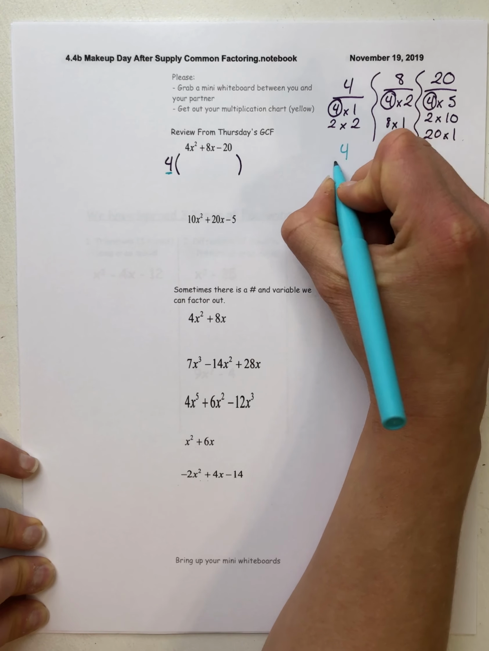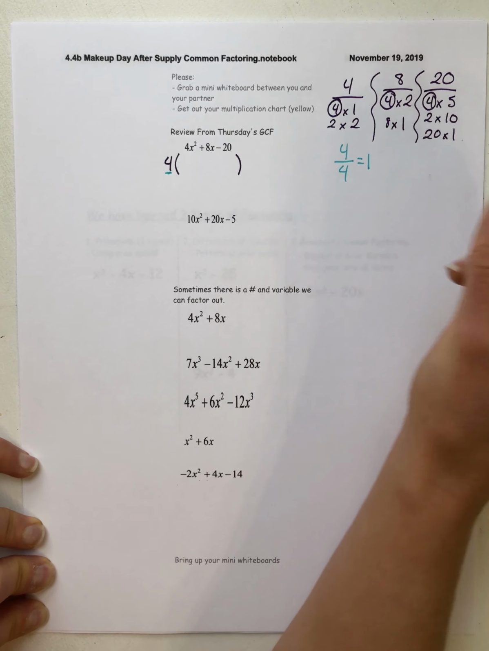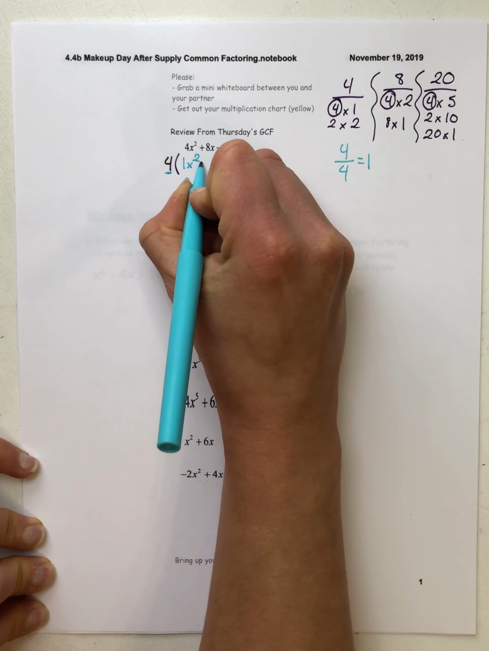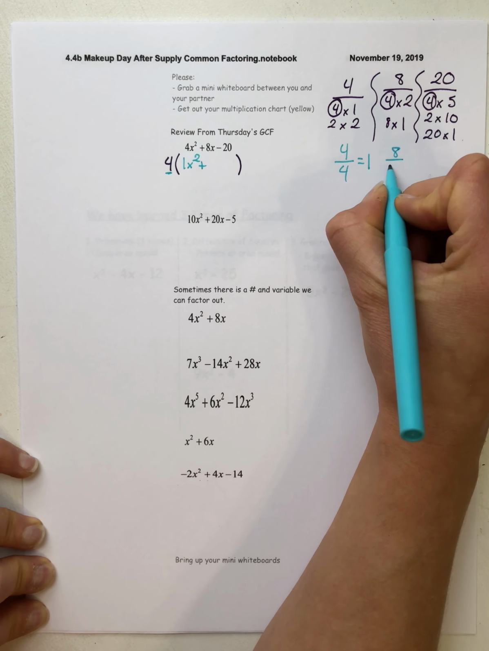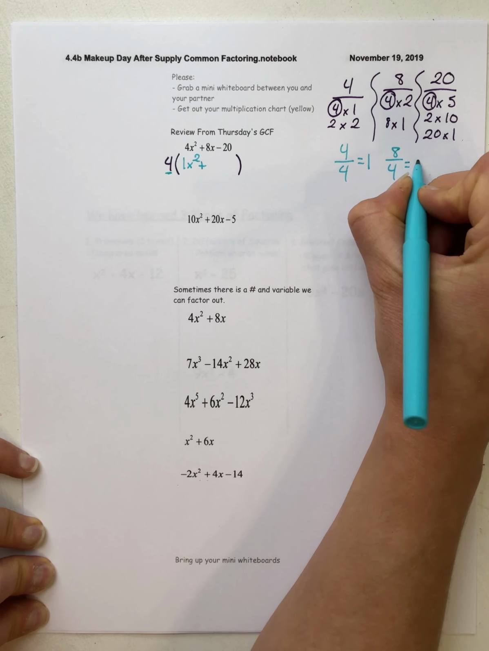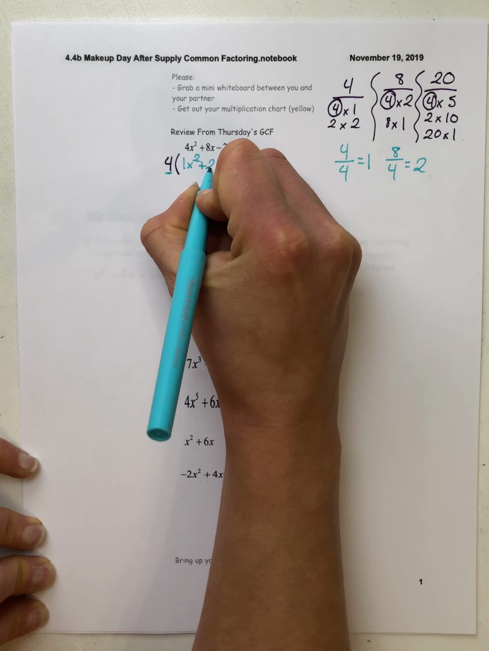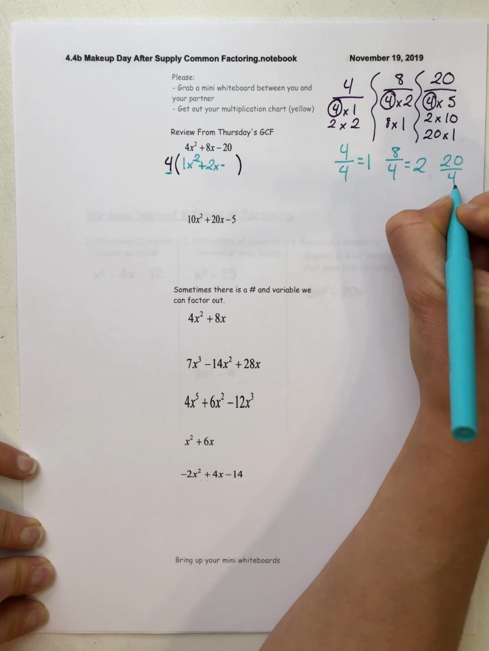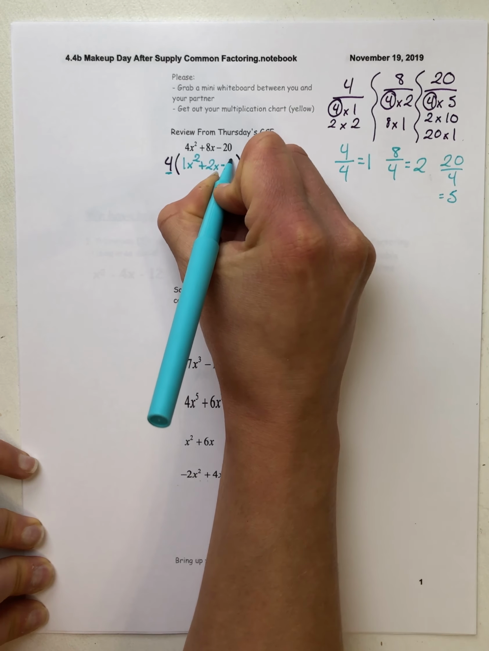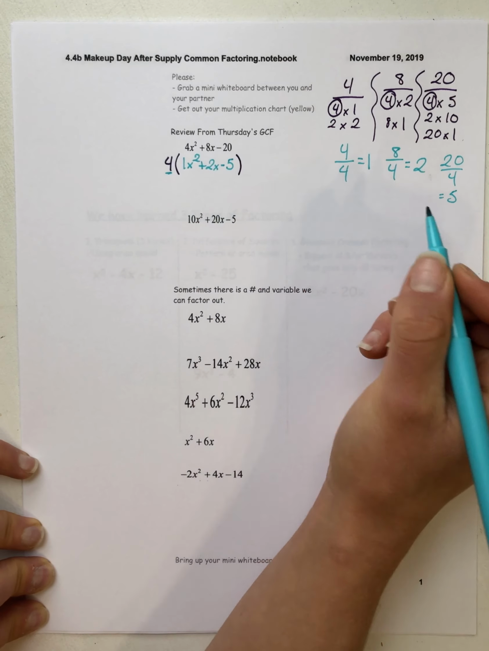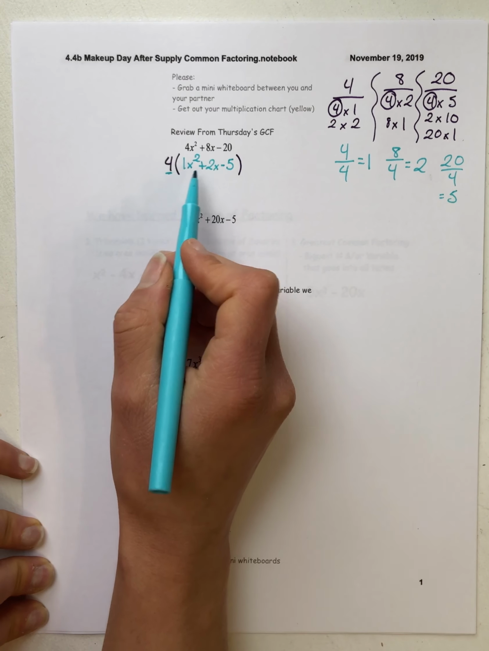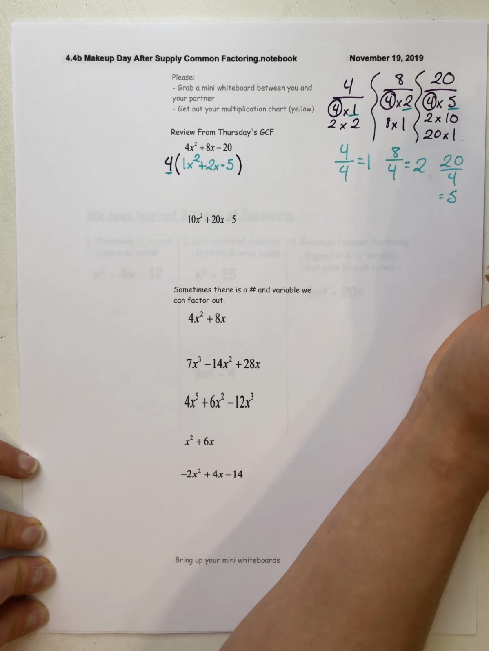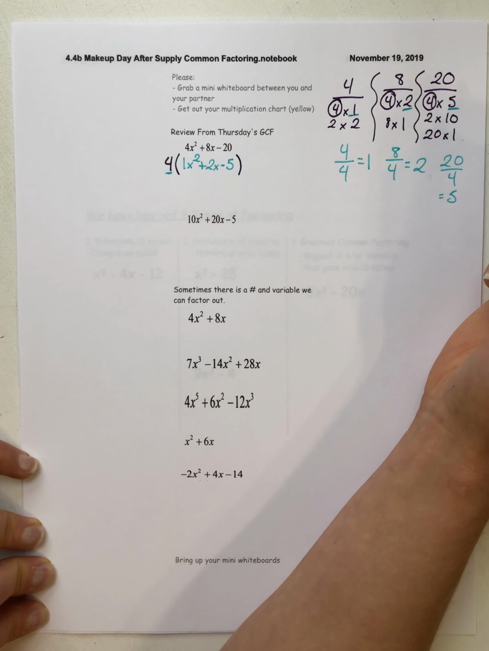So if we do 4 divided by 4, we get 1. So we can do 1x squared plus 8 divided by 4 equals 2. So we can do 2x, and then minus 20 divided by 4 is equal to 5. Okay, so these are the things that are left over. And what you notice too is that it is everything that is multiplied with the 4 is going to be remaining.